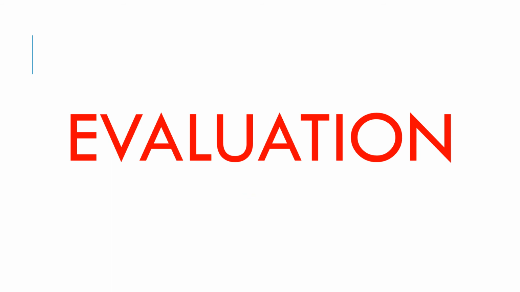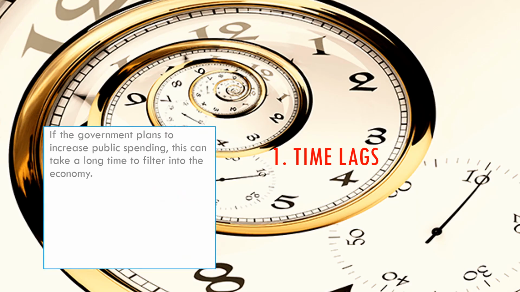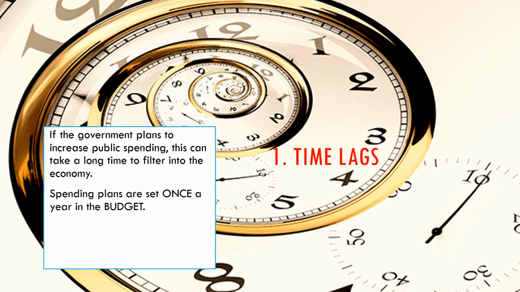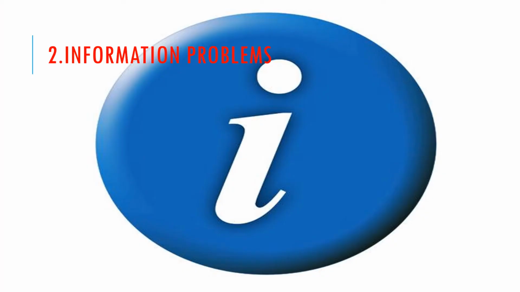Okay, let's go through some common evaluation techniques associated with fiscal policy. Number one is time lags. It can take a long time, particularly for government spending, to filter into the economy. Also, these changes to government spending and taxation are only announced once a year in the government budget. So any delays in implementing any of these changes or long-term projects might take a while to affect the economy.